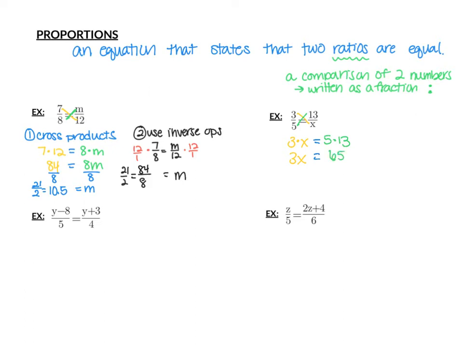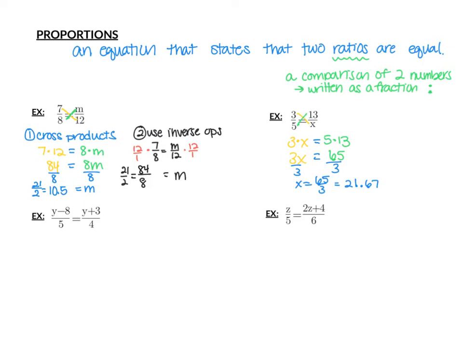And then I'm going to divide both sides by 3 to undo the 3 from the x. When I divide both sides by 3, I get x equals 65 over 3, or as a decimal approximation, 21.67. How'd you do?